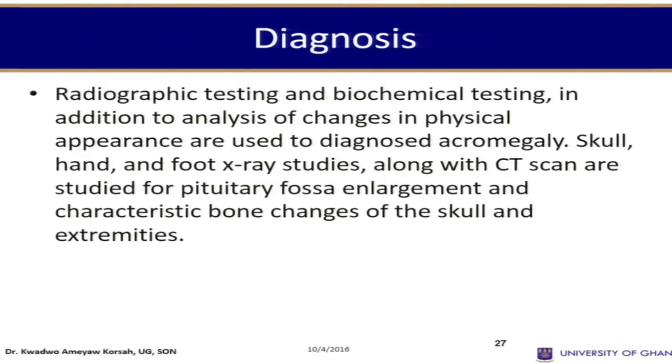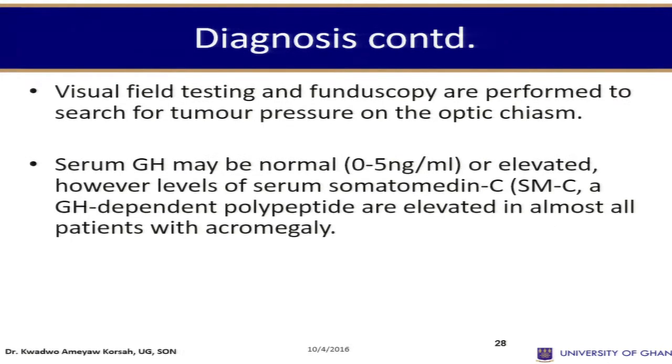We can have the skull, hand and foot X-ray studies along with CT scan, which are studied for pituitary fossa enlargement, and also to characterize bone changes of the skull and then extremities assessment. And then visual field testing and fundoscopy are also performed to search for tumor pressure on the optic chiasm.